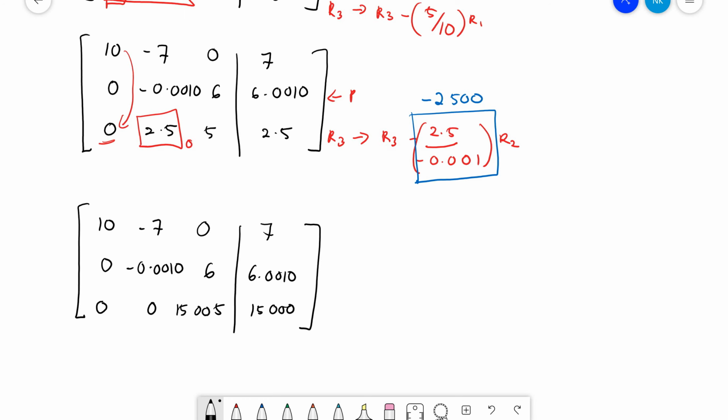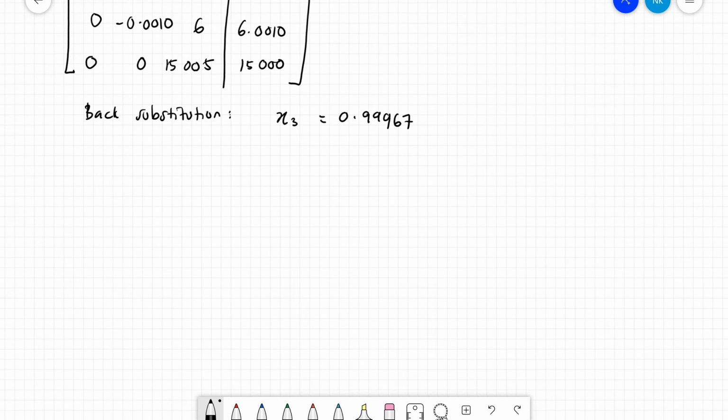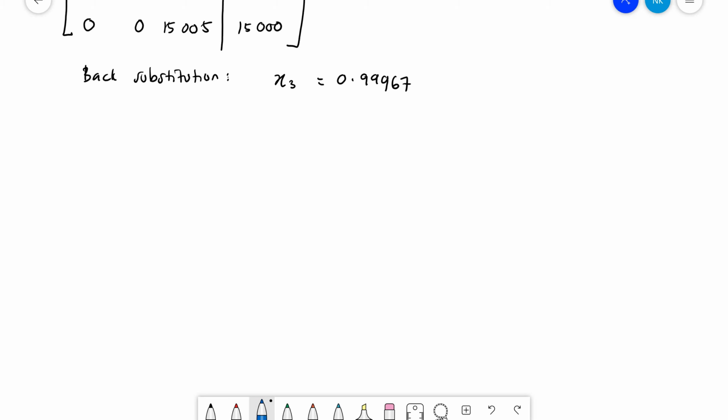From this equation, let's say you solve this using back substitution. When you solve for x3, you will not get 1. If you use just 5 significant digits, you will get 0.99967 like that. You will not get 1 because of this division with a small number. So when you find cases like this, it's better to use the partial pivot method.